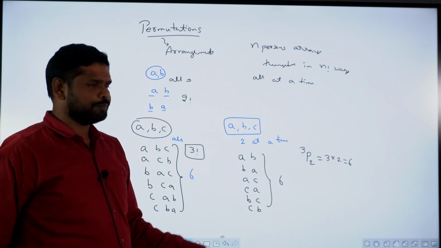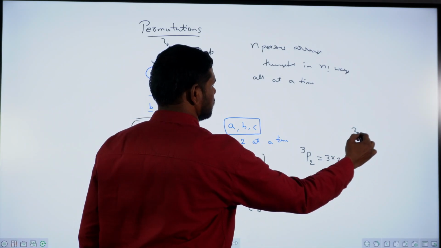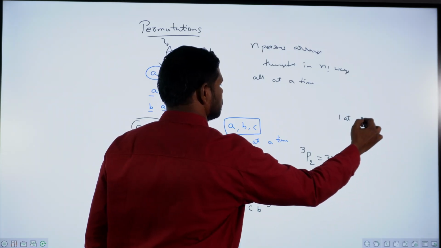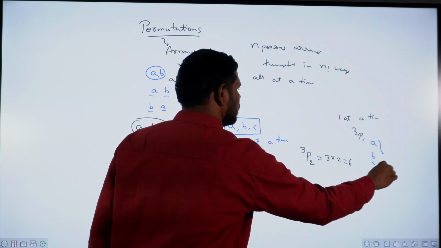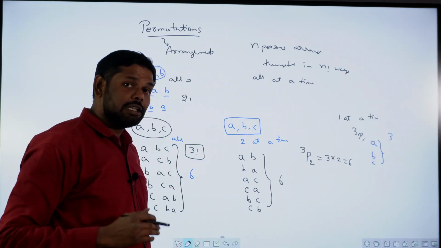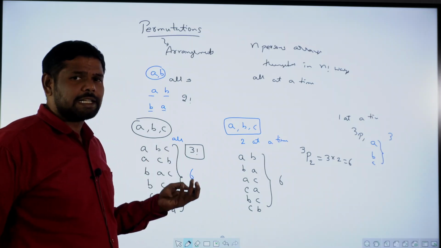Here 3P2. If 1 at a time, it means 3P1 only. What does 1 at a time mean? A is separate, B is separate and C is separate. Only 3 ways, 3P1. So like that we need to do it, not only for persons, but for letters also.